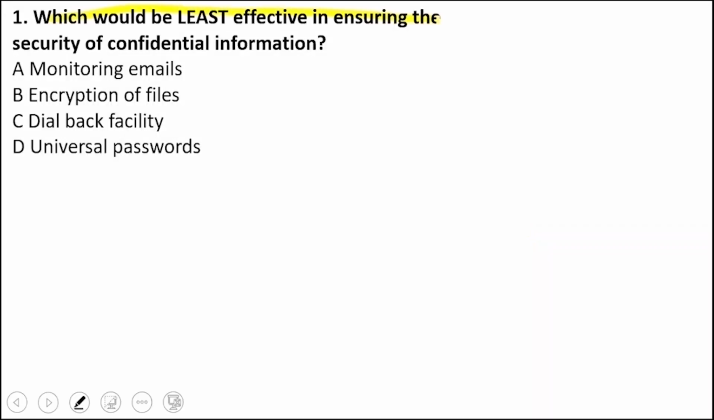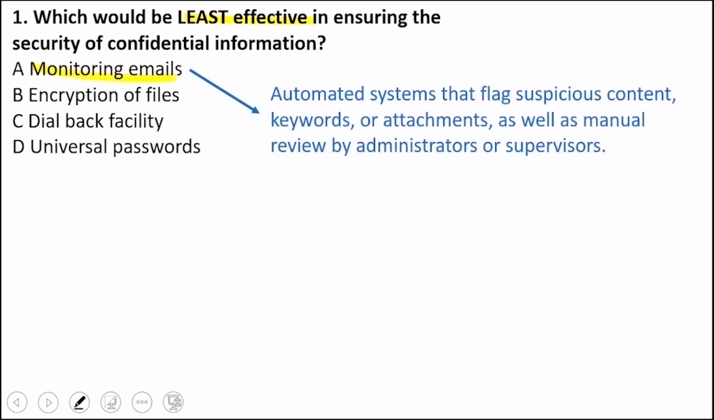Which would be least effective in ensuring the security of confidential information? So we will take the first option, monitoring emails. What do you mean by monitoring emails? These are just automated systems that flag suspicious content, keywords, or it could be a manual review by administrators or supervisors. So basically, it is to check whether there are any spam mails, and even manual review is done to ensure that employees do not share confidential information with others. So this is actually an effective method of securing confidential information.